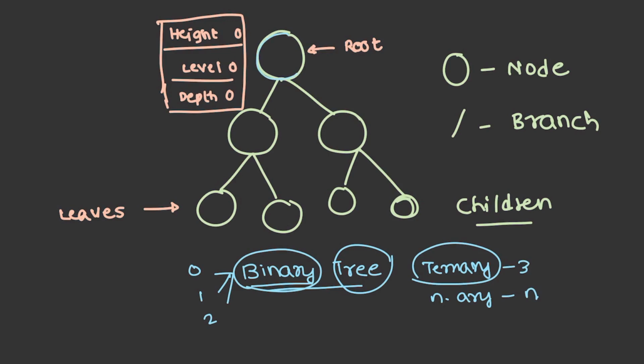Each and every part of a tree can be called a node, and these nodes are connected with branches. The node located at the top of the tree is called the root, and the nodes at the bottom level are called leaves.